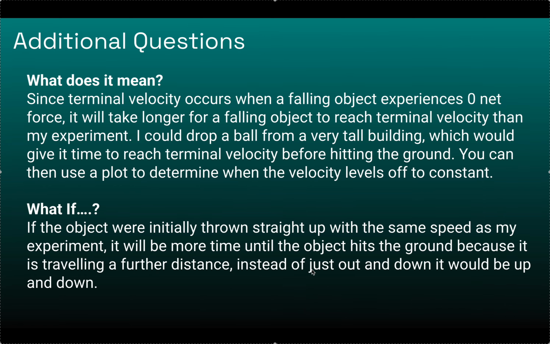Additional questions: what does it mean? Since the terminal velocity occurs when a falling object experiences zero net force, it will take longer for a falling object to reach terminal velocity than in my experiment. To do this, I could drop a ball from a very tall building, which would give it time to reach terminal velocity before hitting the ground. You can then use a plot to determine when the velocity levels off to constant.